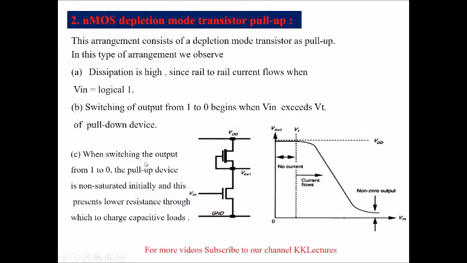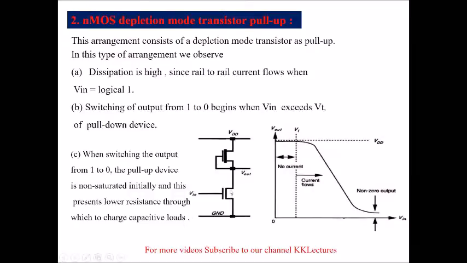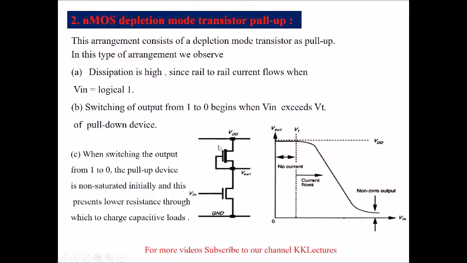When switching the output from 1 to 0, the pull-up device is initially non-saturated, and this presents a lower resistance through which to charge the capacitive load. My pull-up network is always in the non-saturated region, so a little bit of charge will be present in the capacitive load, and it will never let my output become 0. So current flows in the circuit when the input voltage crosses the threshold voltage, and as my depletion mode transistor is in the non-saturation region, the output never becomes 0.